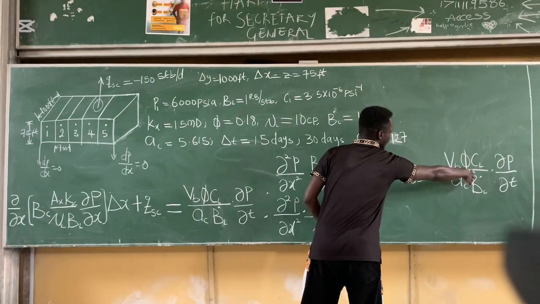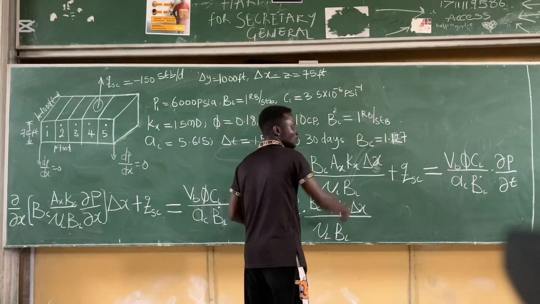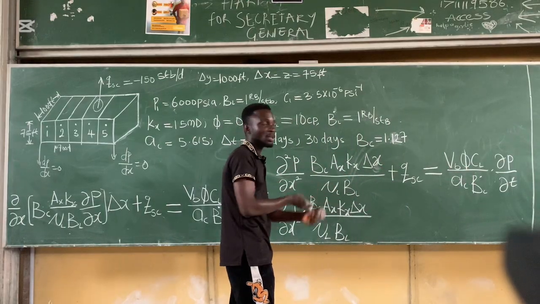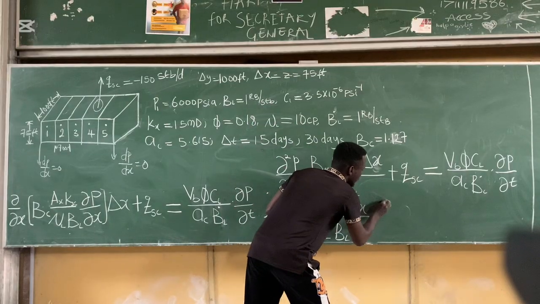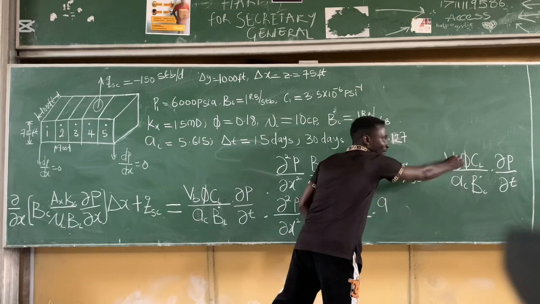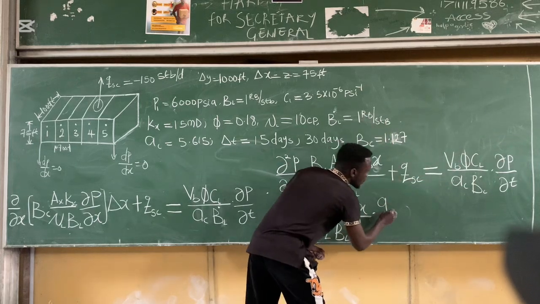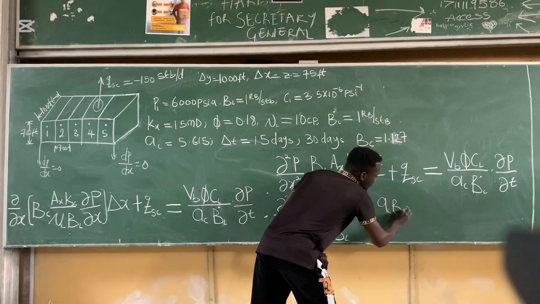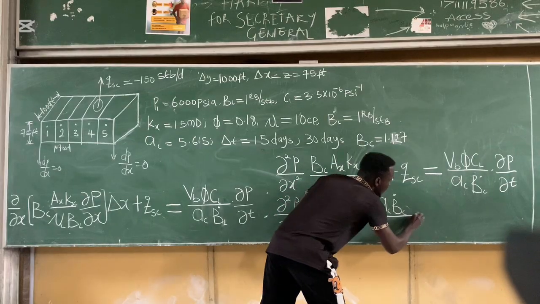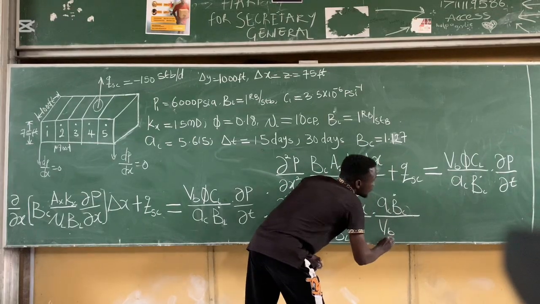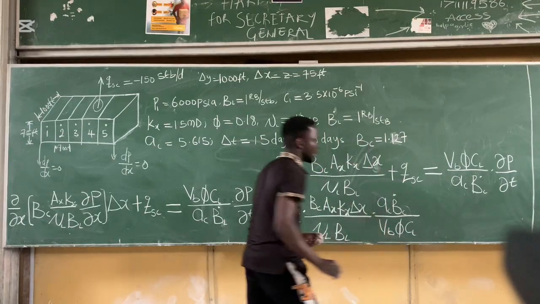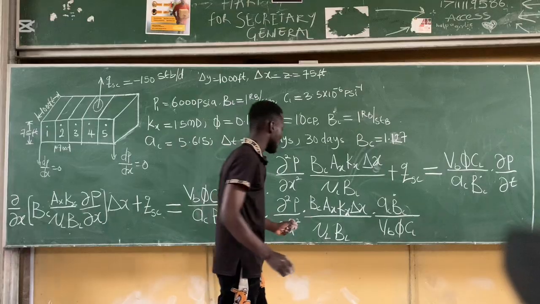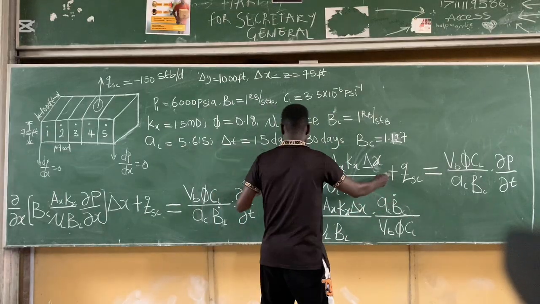If we divide through by this, this other side will become what? The inverse. The inverse is this side divided by this side. So this becomes alpha c Bc dot divided by Vb phi cL. So we are going to have this. This one is just for the first parameter.